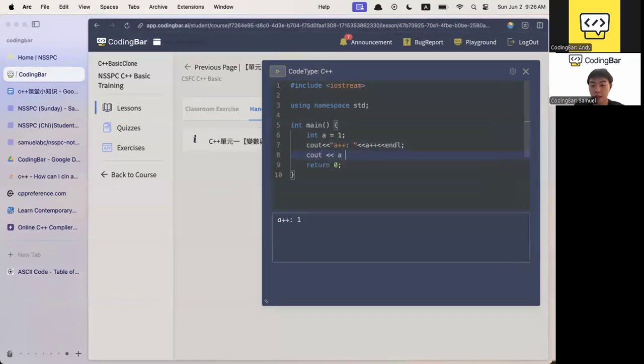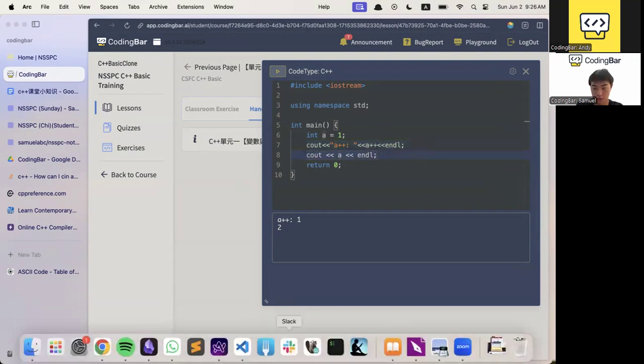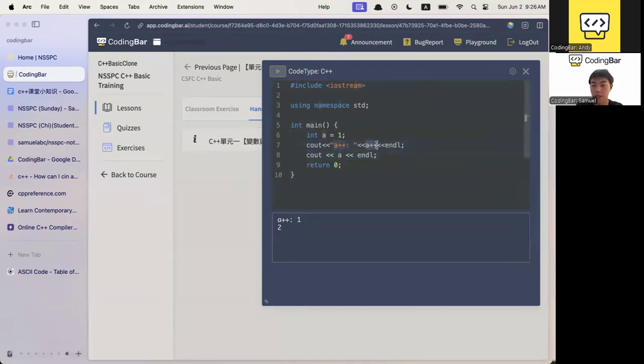If we print out a again, now a is 2. Why is that so? Because initially we are returning a to the cout function, and then we are reassigning a to become a plus 1. So now a equals 2. So this is a++.